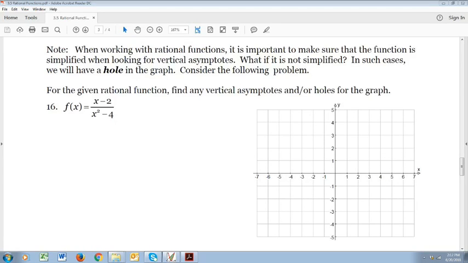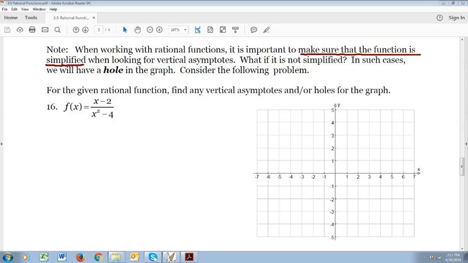Alright, in this video I'm going to finish the lesson on rational functions, and in fact we're going to be talking about how we graph rational functions. We're going to start by looking at a special case. It says when working with rational functions it's important to make sure that the function's simplified when looking for vertical asymptotes. What if it's not simplified? In such cases we will have a hole.